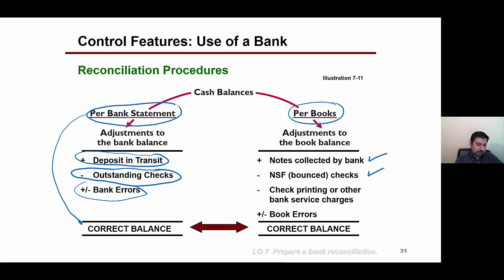Also, the company will have to take into consideration any charges or bank memoranda, plus fix any errors in case they have occurred, so that they get from the per books balance to the correct balance. Those two balances have to be equal, otherwise the reconciliation would not happen.